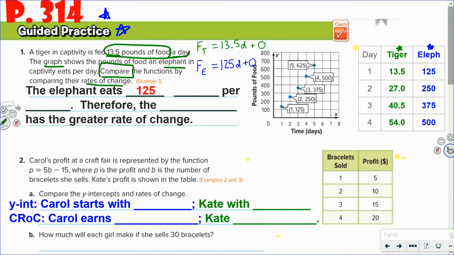All right, so the problem asked us to compare their rates of change. The elephant eats 125 what? Oh yes, of course, pounds per day. Therefore, it most certainly is the elephant having the greater rate of change. You could say the elephant eats more. You could say the elephant's quantity of food must increase more per day.